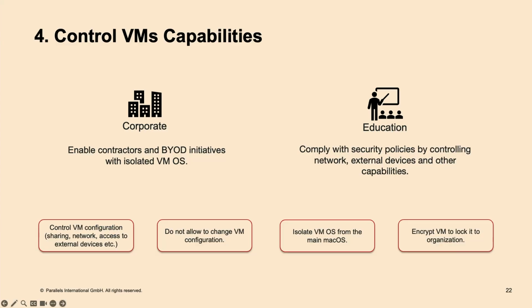Next, we can control capabilities of the virtual machines your users have. Here, you would decide if you allow the operating system inside the virtual machine to communicate with macOS, its files and applications, or if you prefer to completely isolate the virtual machine so that clipboard and files are not shared between two systems. You can configure specific virtual machine settings and block any changes to them by your users.